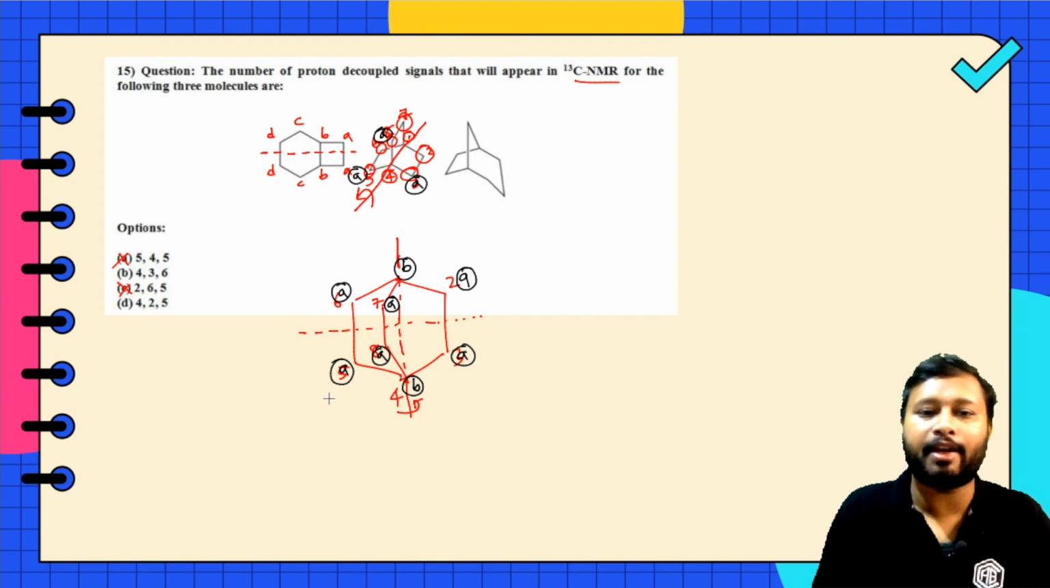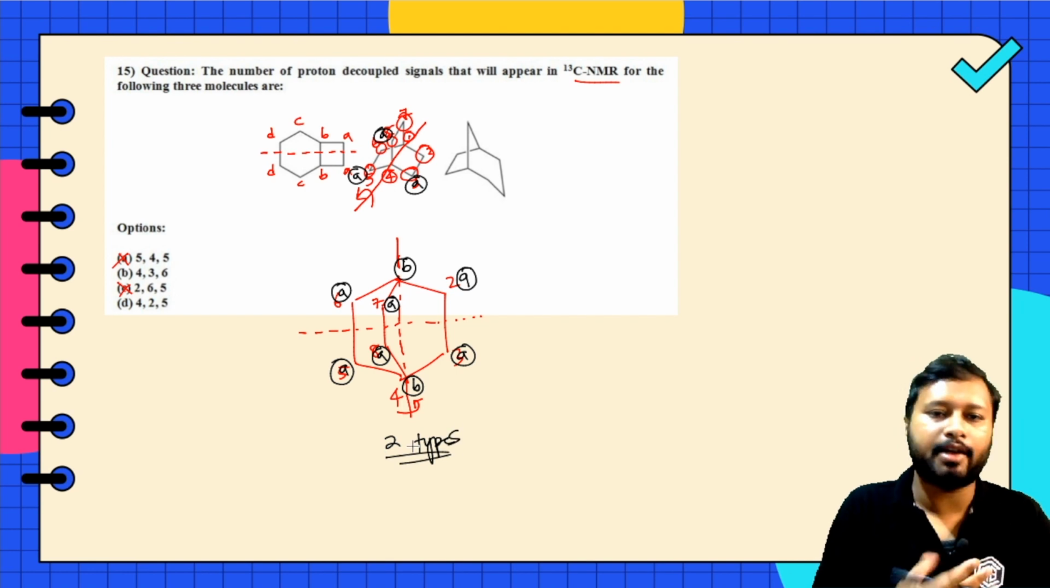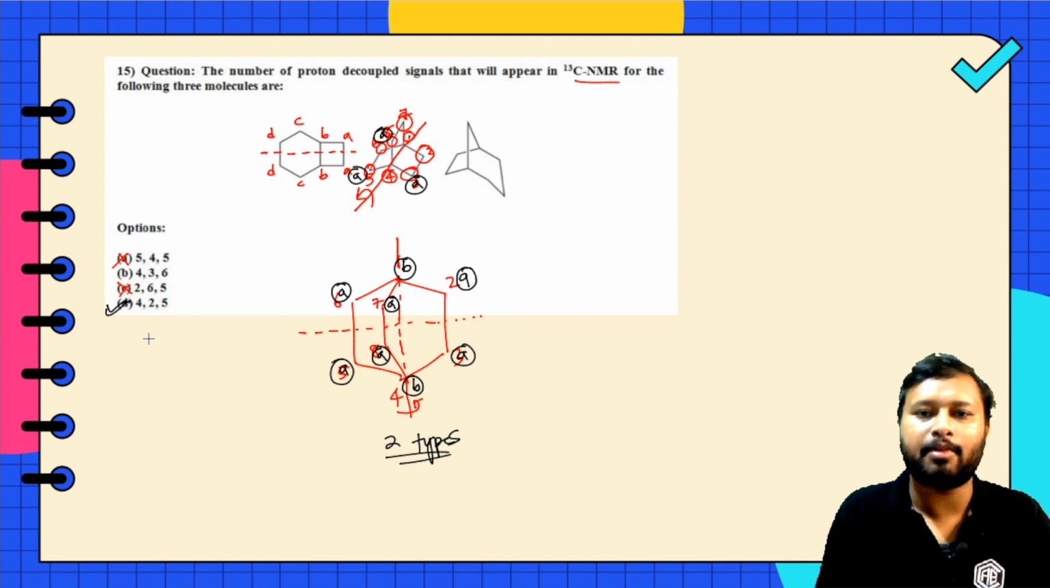How many types of carbon do we have in this? Only 2 types of carbon, type A and type B. So now you have reached the correct answer, which is option D. But still, let's check option number 5. Again, I told you to number it up.